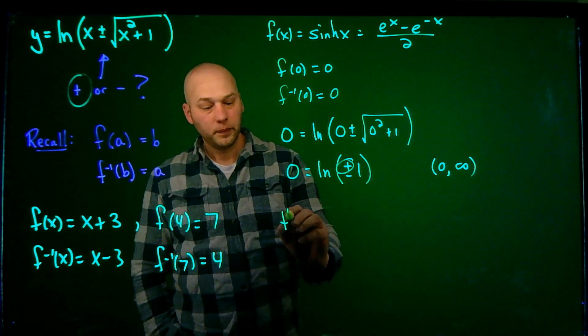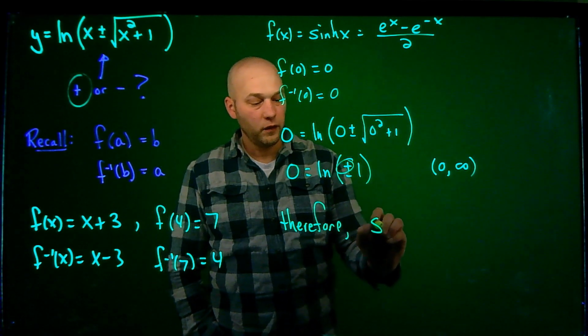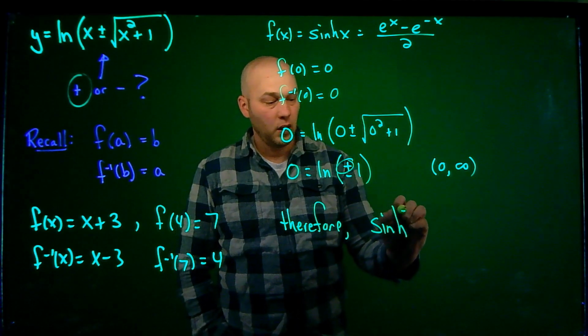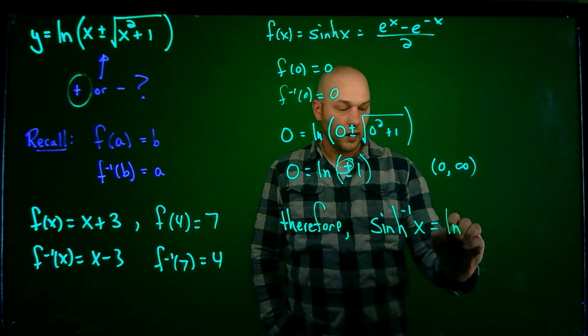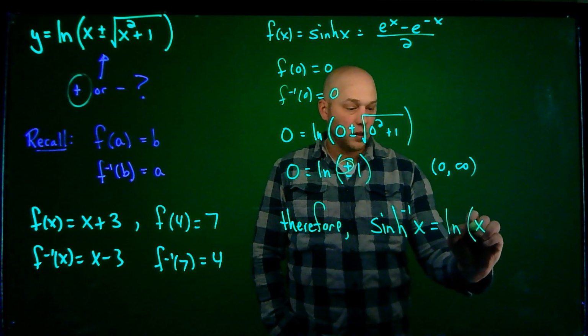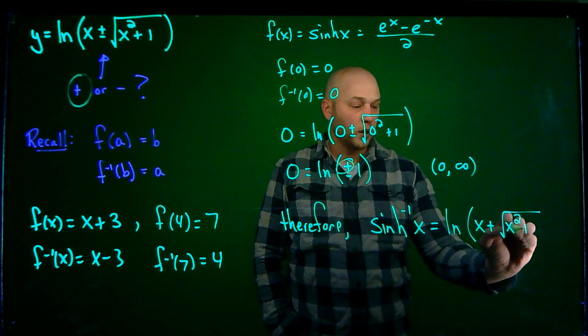So therefore the inverse hyperbolic sine is given by the natural log of x plus the square root of x squared plus 1.